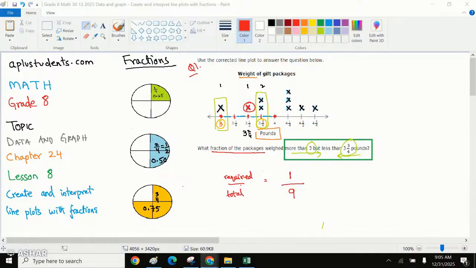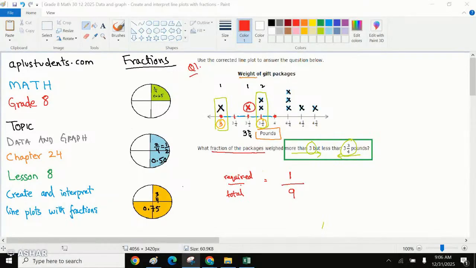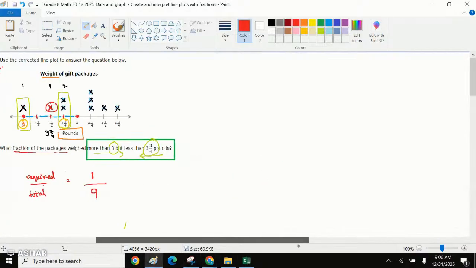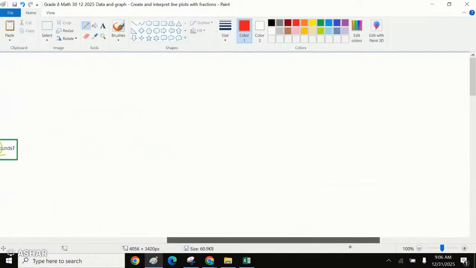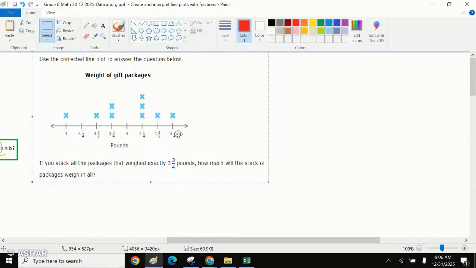Okay, let's try another question. Okay, let's see what else do we have. I'll just copy the next. Let's try to redo this. Question number 2, let's try a similar question. Okay, if we have this question, let's see.